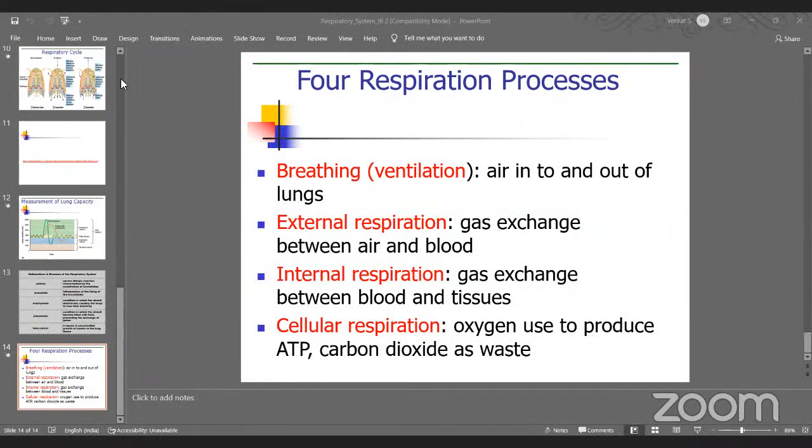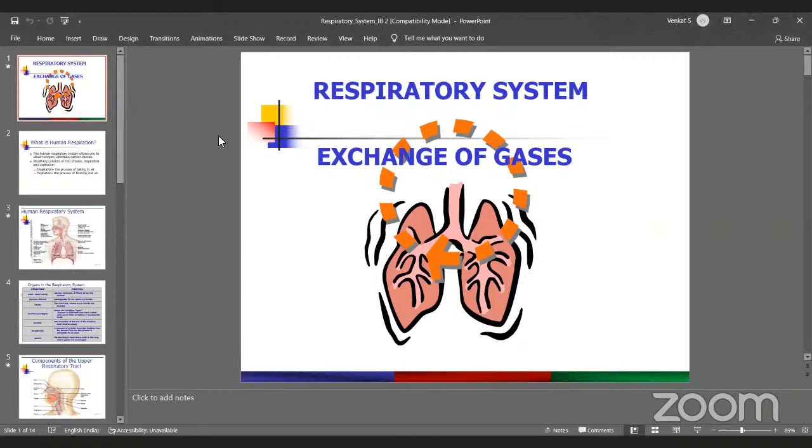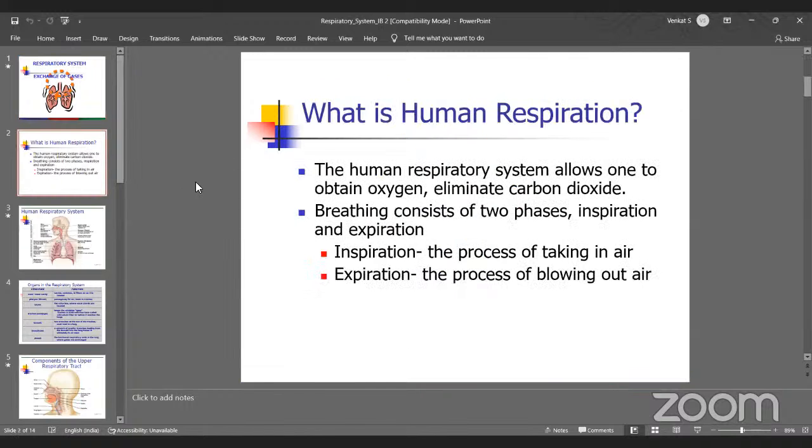The respiratory system of human beings is very important. The respiratory system exchanges gases, and lungs completely function in this. Lungs work depending on the mechanism of diaphragm contractions. What is human respiration? The human respiratory system allows one to obtain oxygen and eliminate carbon dioxide. It's a very important short definition. The respiratory system allows oxygen to enter and carbon dioxide to exit.